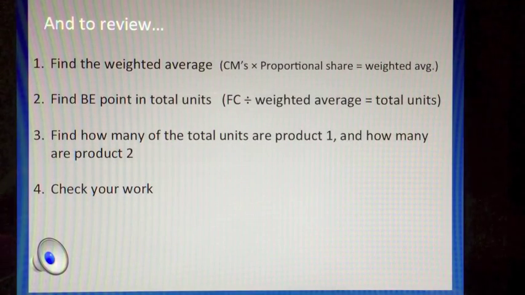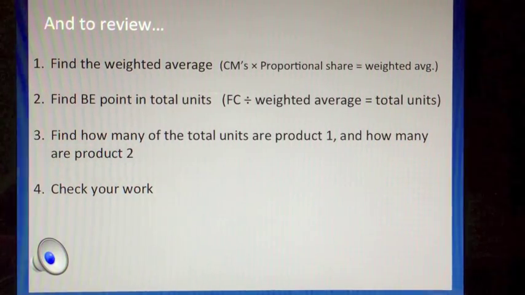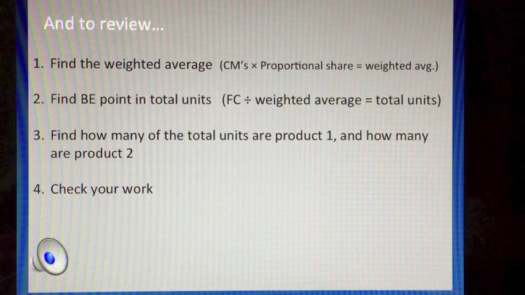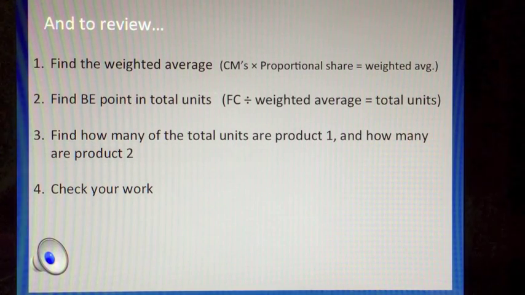So Justin, this may seem a little complicated, but you just need to follow these steps. Find the weighted average, then divide fixed costs by the weighted average to get the total units until break-even. Then you can use the sales mix to determine how much of which products to sell. Finally, check your work and make sure the sales at the break-even point minus the cost it took to produce and sell the items is equal to 0.